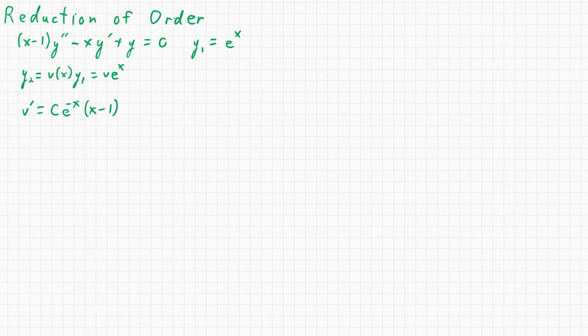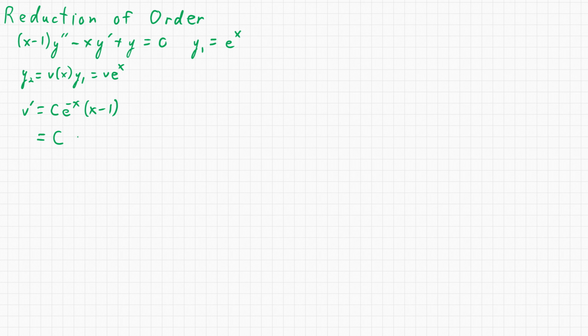Continuing where we left off, so we have reduction of order. Given the ODE, we had our first homogeneous solution. We guessed our second homogeneous solution, which was v times y1. We were able to get down to a new differential equation for v, and really all we have to do now is integrate. There is an integration by parts here, though, so let's go ahead and get into that.